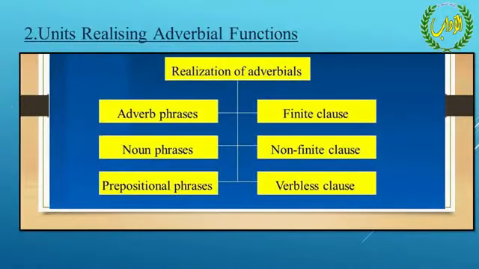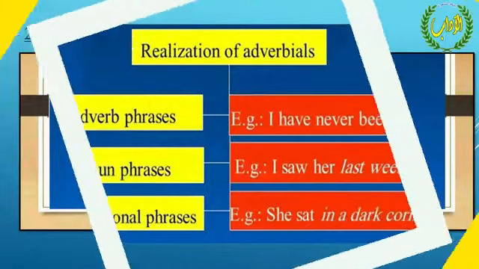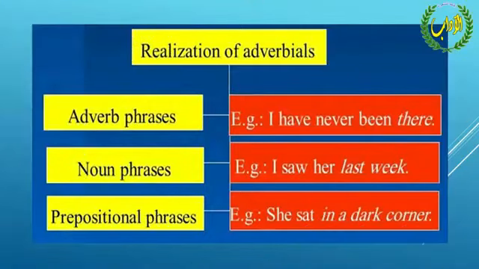The second point that I want to focus on is the units realizing adverbial functions. Adverbials can be realized through adverb phrases, noun phrases, prepositional phrases, finite clauses, non-finite clauses, and verbless clauses, and we will have some examples of each of these. For adverb phrases, we have an example like I have never been there. Noun phrases, as in I saw her last week. Prepositional phrases, like she sat in a dark corner.